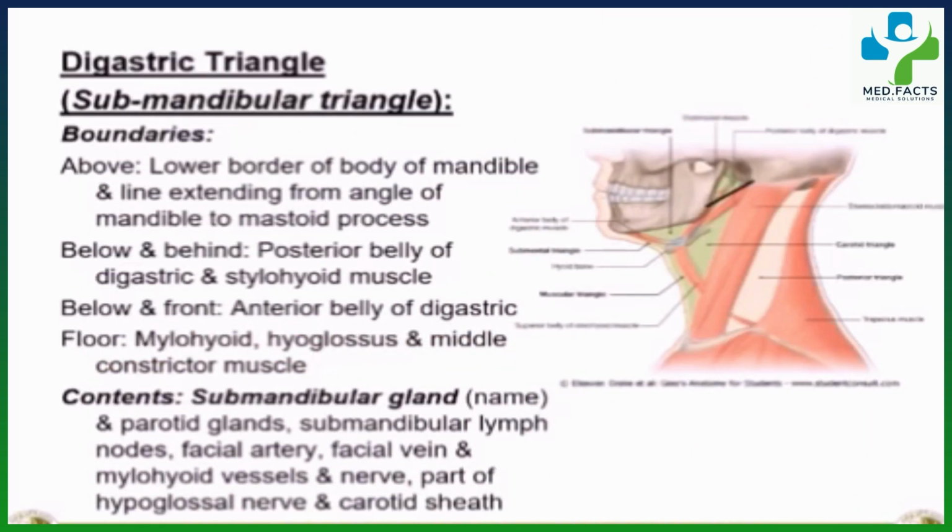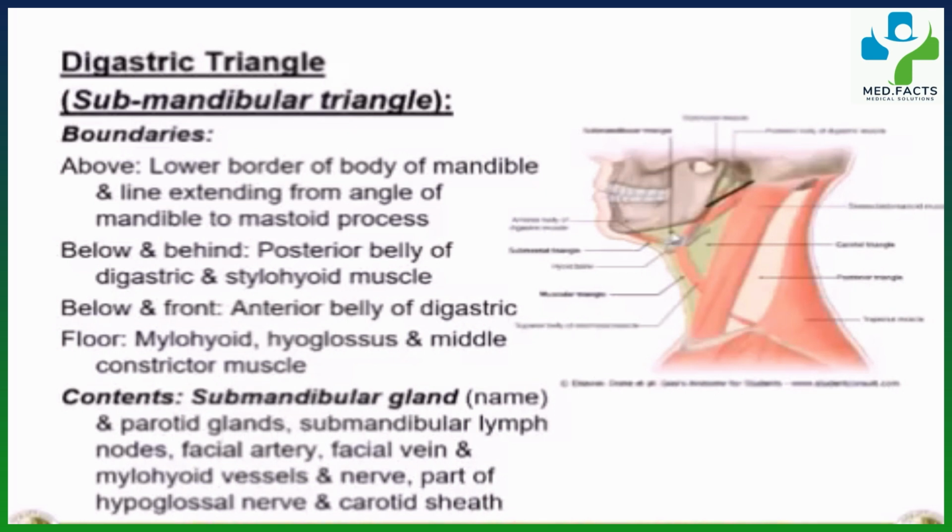Now coming to the third triangle, which is called the digastric triangle, or it is also called the submandibular triangle. It is called a submandibular triangle because it is below the mandible. Sub means below. It is also called a submandibular triangle because it has a very important content, the submandibular gland.